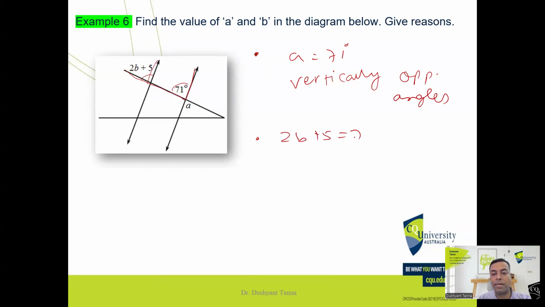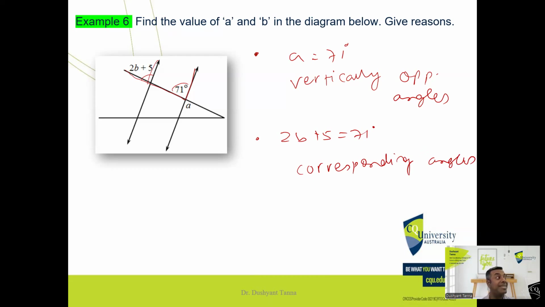2B plus 5 is 71. We call it corresponding angles. So there are only three names. Co-interior add up to 180. So just keep it separate.